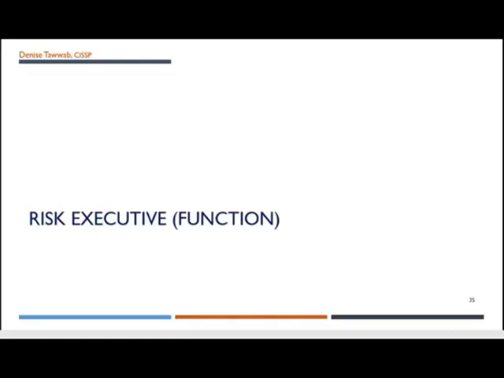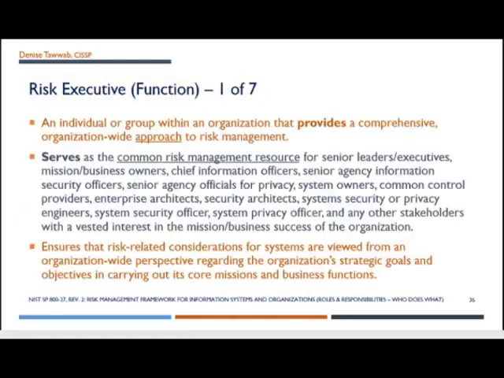Okay, the risk executive function. The risk executive function is an individual or group within an organization that provides a comprehensive, organization-wide approach to risk management. They serve as the common risk management resource for executives, business owners, chief information officers, and all of the other roles with a vested interest in the mission business success of the organization.